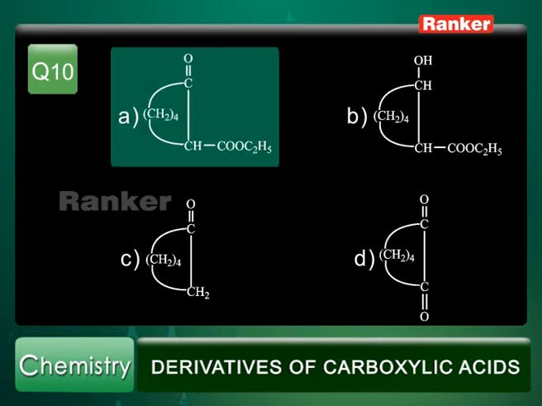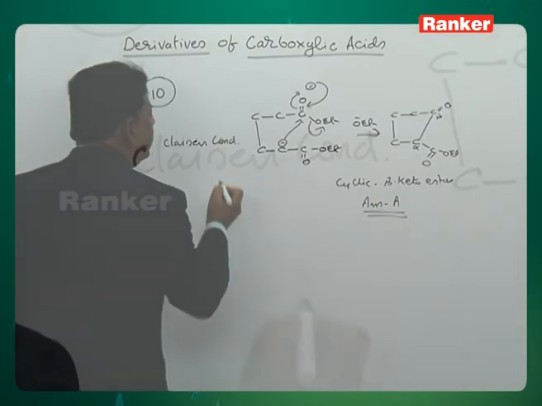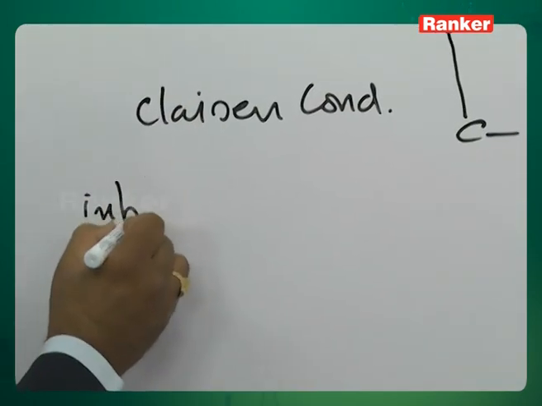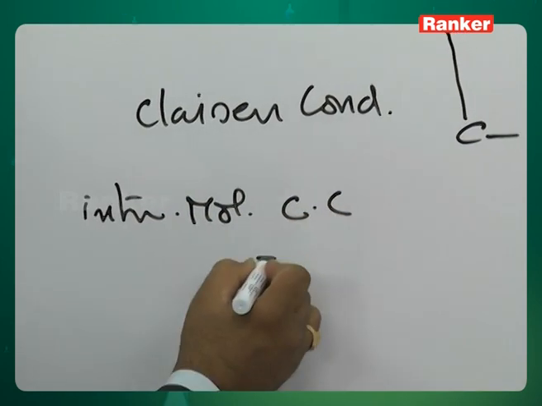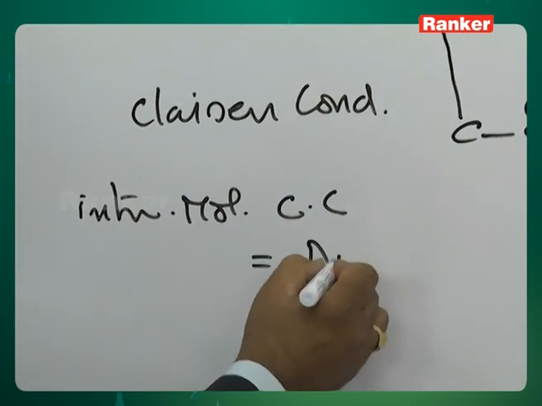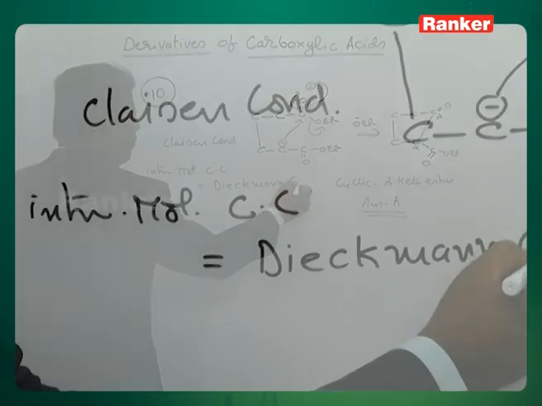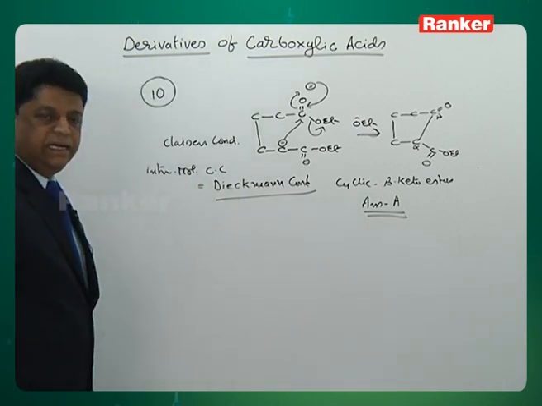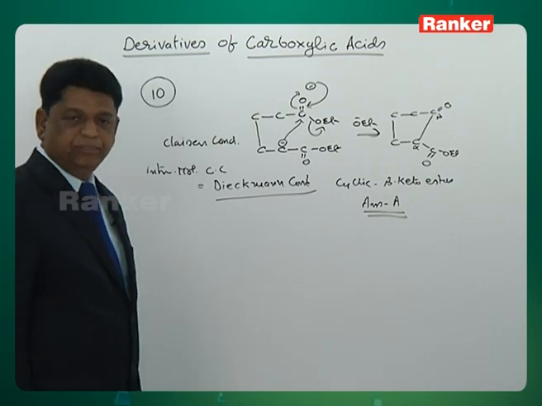And this is originally called a Claisen condensation. An intramolecular Claisen condensation has a specific name, called Dieckmann condensation.